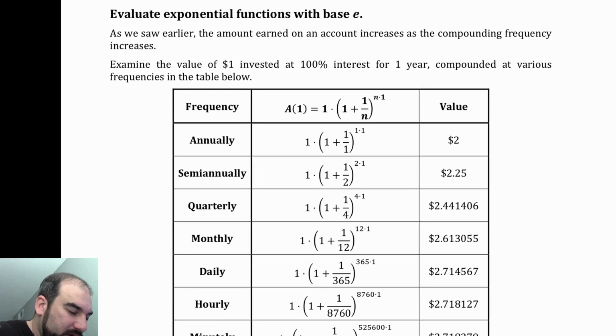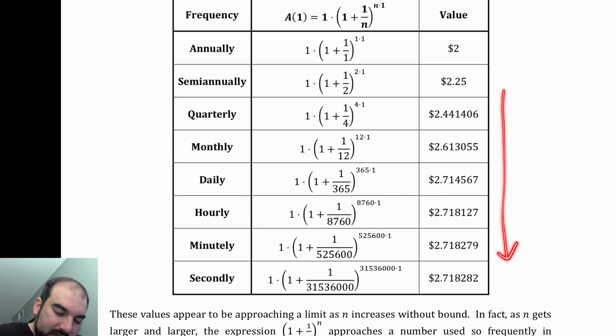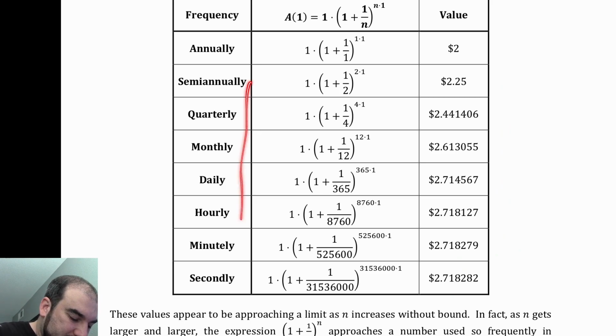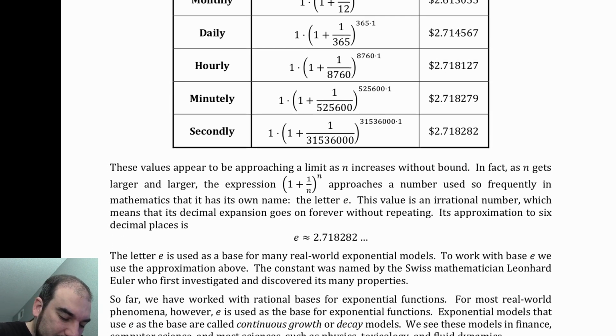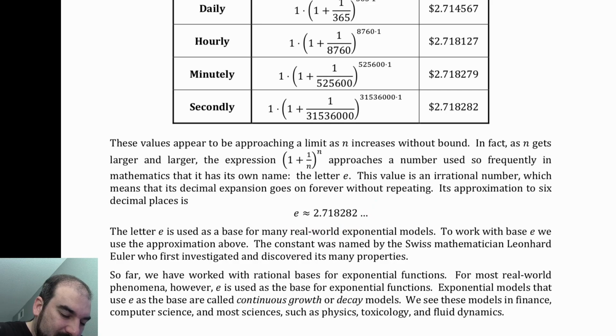Okay, next thing we're going to talk about is exponential functions with a base of e. Now, e is just a number, and in this example, this number is approaching e as we do this more and more. So as you compound more and more often, if a bank account compounds every second, then we have this many seconds in a year, and this formula gets closer and closer to e. The number e is 2.71 something something. That's given here as a rounded number. It's kind of like pi. It goes on forever, it doesn't repeat, and it's a fixed number.